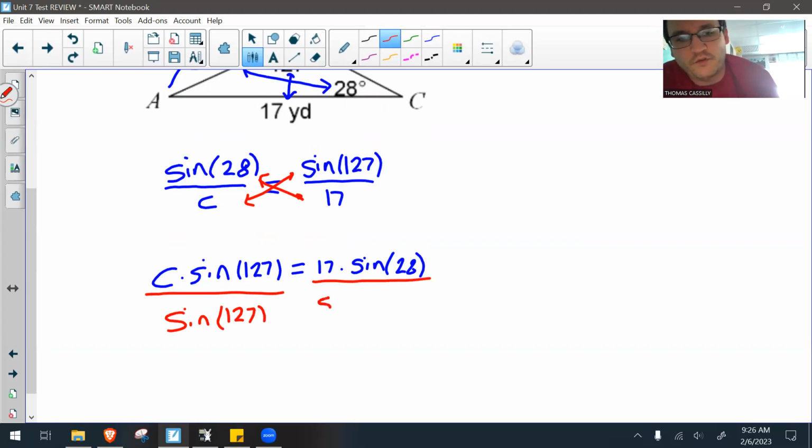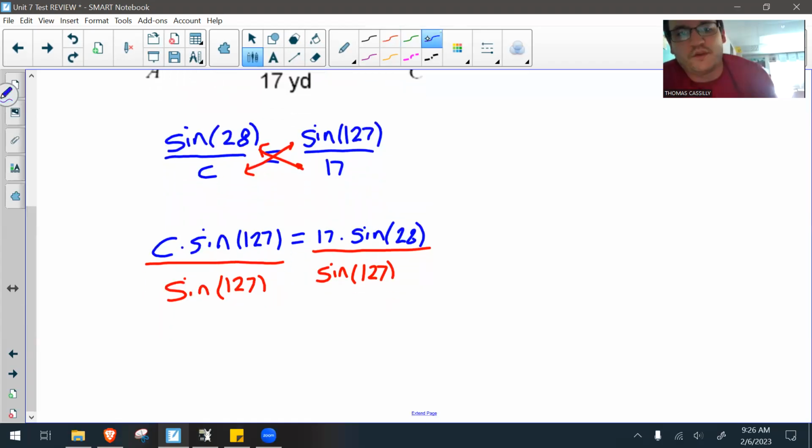And remember, the sine of 127 is just some decimal. You type that into your calculator, you get some decimal, right? So you can treat it like any other number, right? So what we end up with is C equals that whole mess we have on the right-hand side. So the difference between this problem and the last problem, if you look at number one, we were looking for an angle. But if you look at this problem, we are looking for a side length.